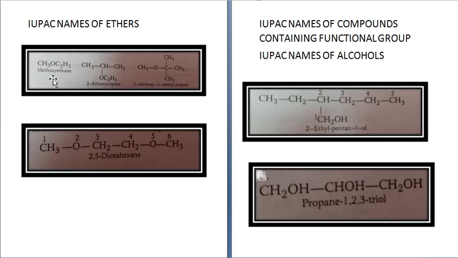Next we move on to IUPAC names of ethers. The IUPAC name of an ether is alkoxyalkane. The oxygen atom is considered with the smaller alkyl group, and the larger alkyl group is part of the parent carbon chain. That means like here, CH3OC2H5. So the parent chain will be the larger one, ethane, and the word oxy will be added to the side chain, that is the methyl group.